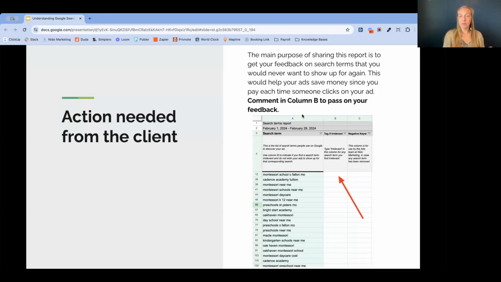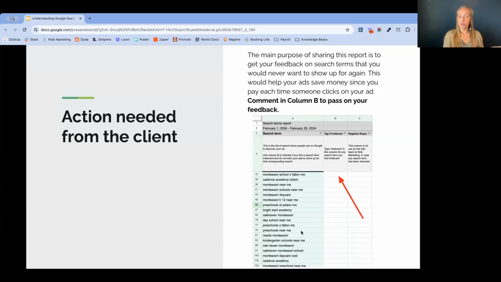So for instance here, maybe you don't want your ad to show up for a local competitor. Bright Start Academy, this is a local competitor. You don't want your ad to show up. You can go ahead and just put in letter B, irrelevant. Maybe you have a good relationship with them. You don't want to take stuff from them. You're going to go ahead and just leave that there.